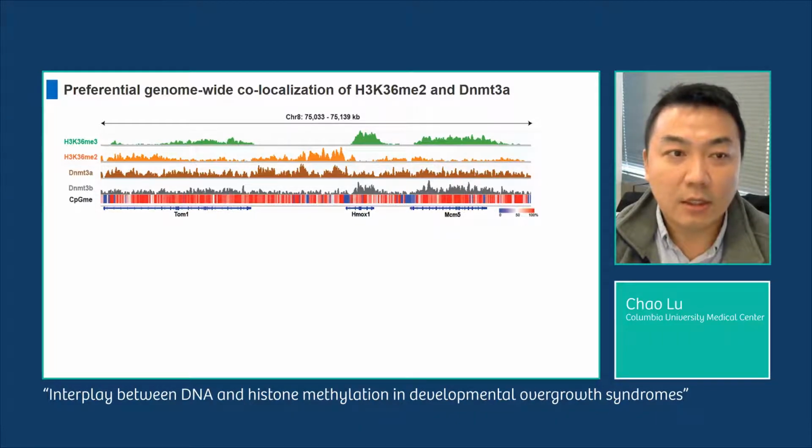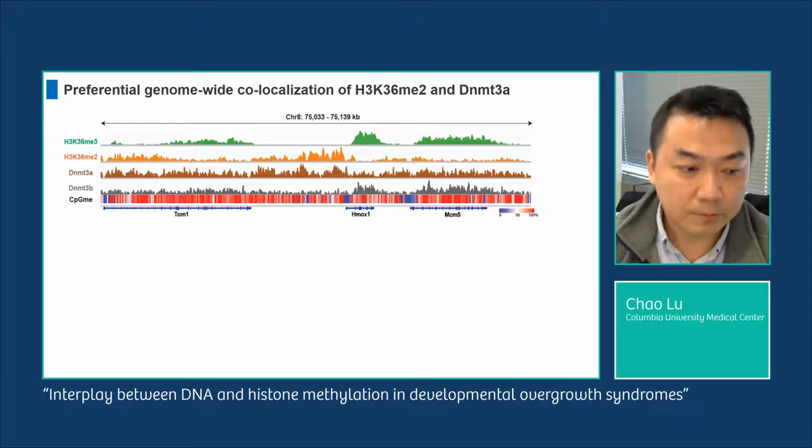And lastly, another de novo DNA methyltransferase, Dnmt3b, shown in gray here. I hope you can appreciate that we observe a very close co-localization pattern between H3K36 dimethylation and Dnmt3a. On the other hand, Dnmt3b tends to co-localize with H3K36 trimethylation, and this has been previously reported.